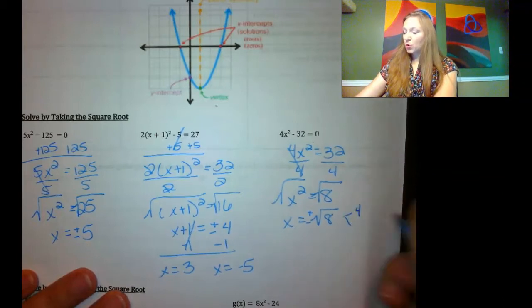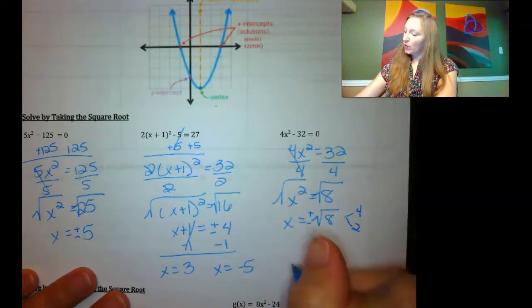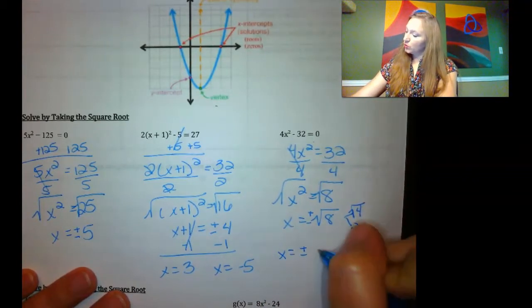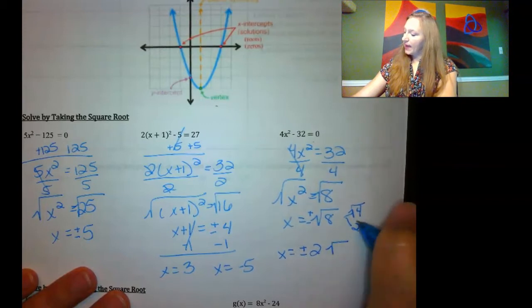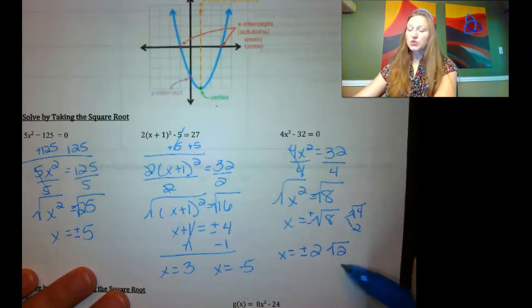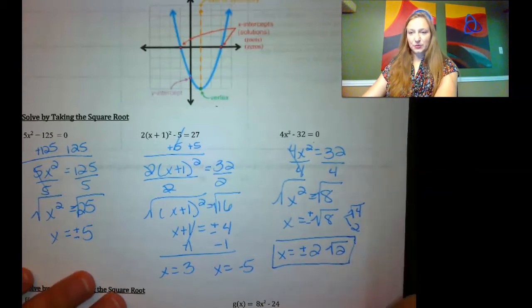Well, I know that 4 is a perfect square that divides into 8 2 times. So when I reduce this radical, I take the square root of 4, which is 2, and this 2 has to stay inside the radical because it's not a perfect square. So we reduce the radical as much as we can, and that will be our final answer.